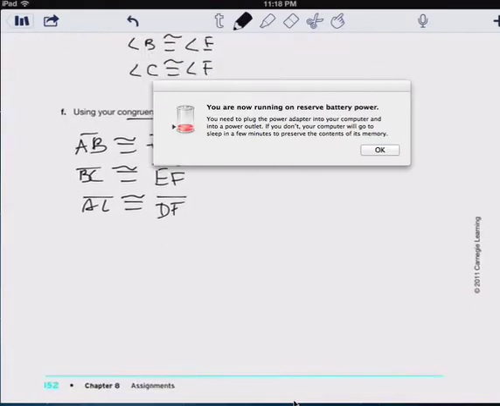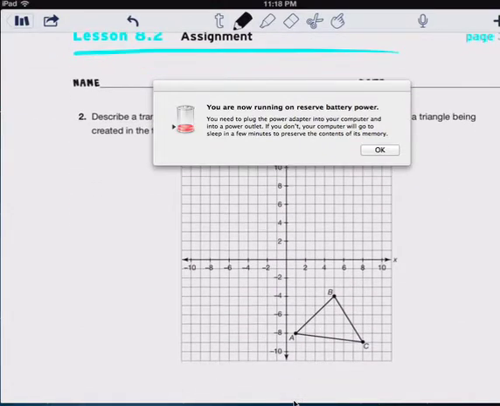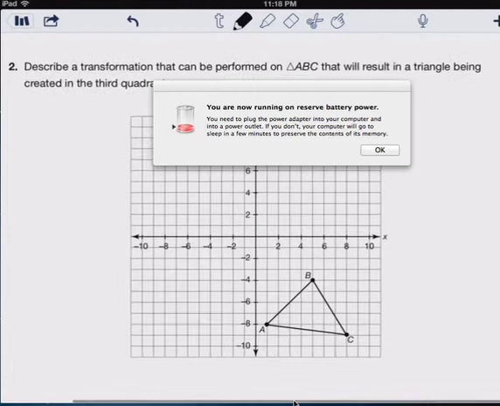Okay, that's 3 for 3, the triangle. Next one. Problem number 2: describe the translation and perform a triangle that will result in being in the third quadrant. We're going to do a rotation of 180. That's the easiest. Another one you can do is translation, going up 10, left 10. We'll get you everything there.